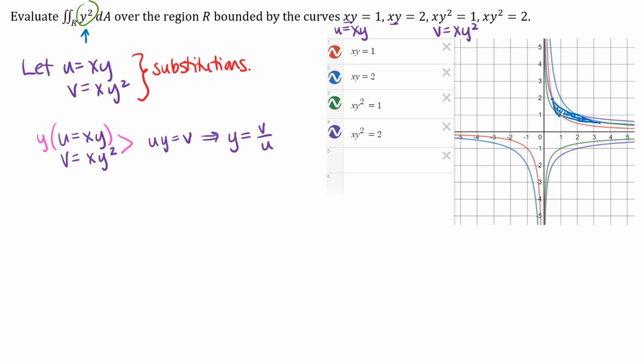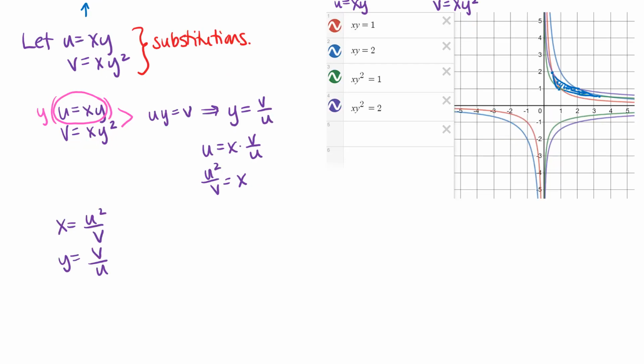Alright, now I also need x in terms of u and v. I'm going to substitute y equals v over u into this first equation. Remember that we want it solved for x, so I'm going to multiply both sides by u and divide through by v. Alright, so those are my inverse substitutions.